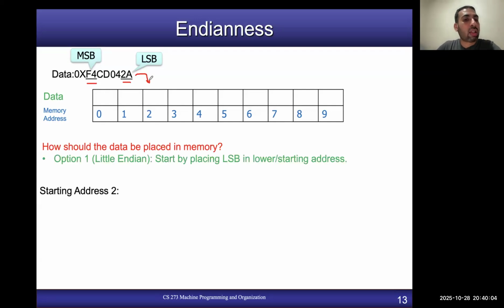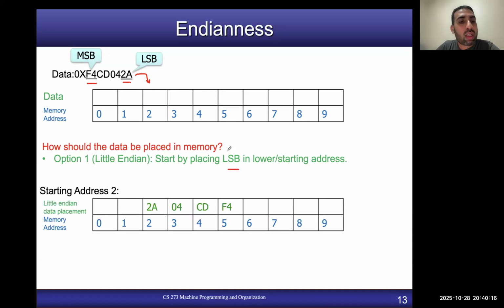The first option is known as little endian. So don't get confused by the name. The first option is that you can start by placing the LSB of the data in the lower or starting address. Let's say your starting address is 2.